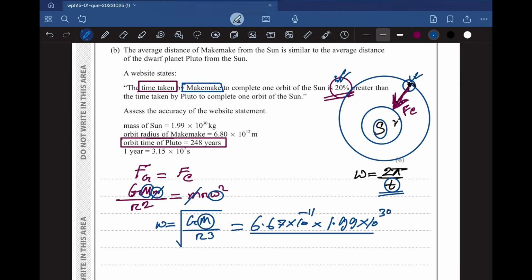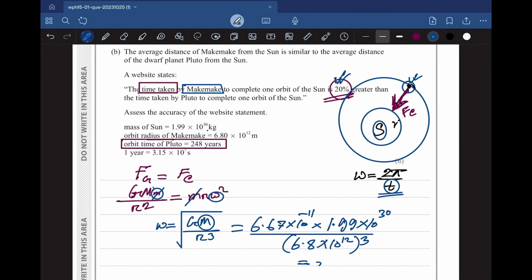This M is always the mass of that particular object which is exerting the gravitational force. Okay, so it is 6.67 into 10 to the power minus 11 into 1.99 into 10 to the power 30 divided by r cube, and we know the orbital radius of Makemake is 6.8 into 10 to the power 12 that they have given us. So let's use that right here. It is going to be 6.8 into 10 to the power 12 cubed. So the answer will be 6.5 into 10 to the power minus 10 radian per second.